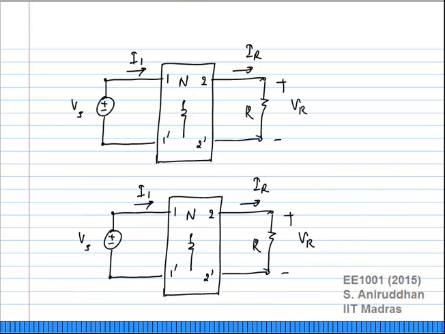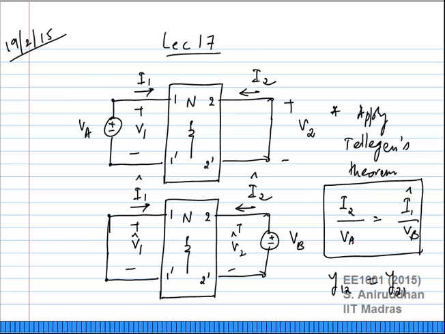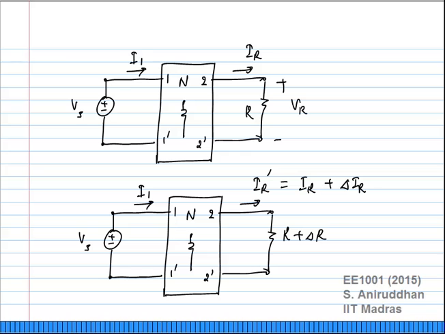I want to find out what happens when this resistance becomes R plus delta R, right? What happens when the resistance changes by a small amount? Okay, now these currents will no longer be IR, they will be IR prime. I will replace that as IR plus delta IR. So the small change in resistance causes a small change in the currents flowing in the circuit. Through the resistance, the change in current is delta IR.